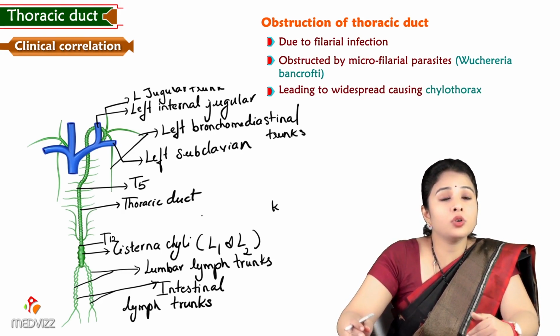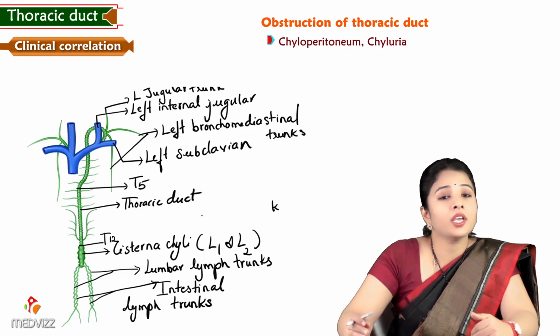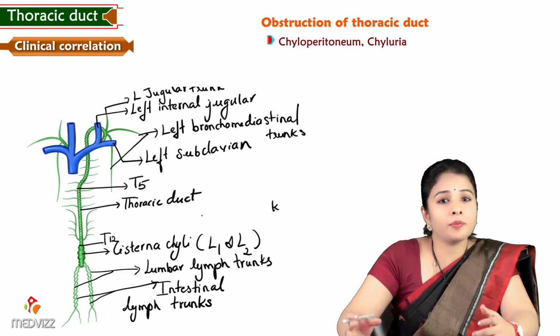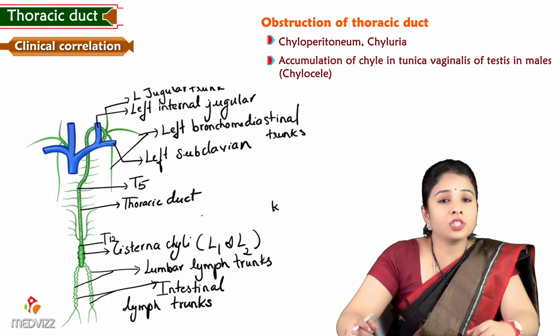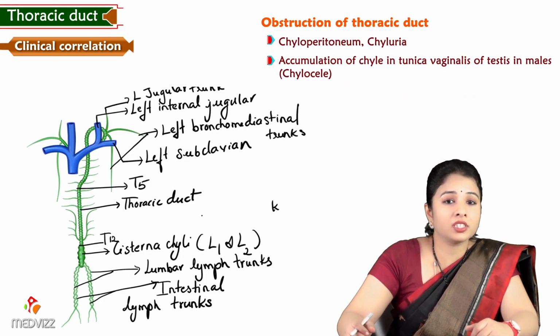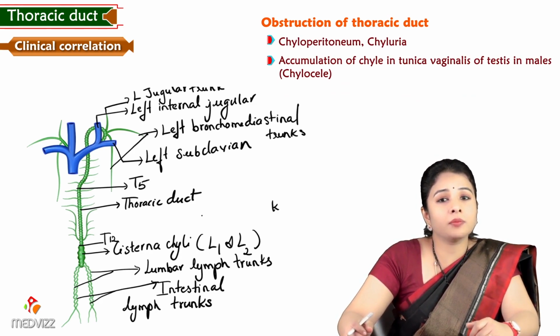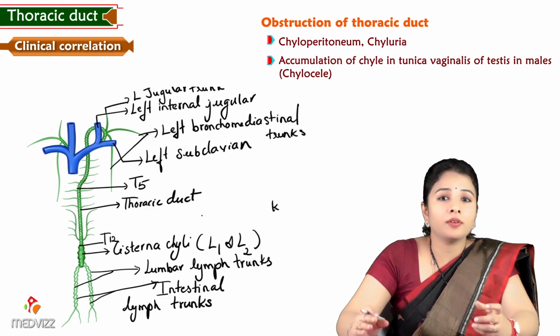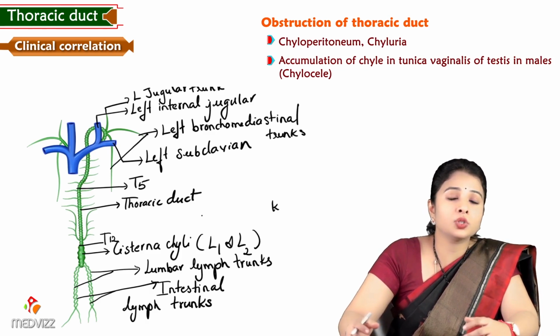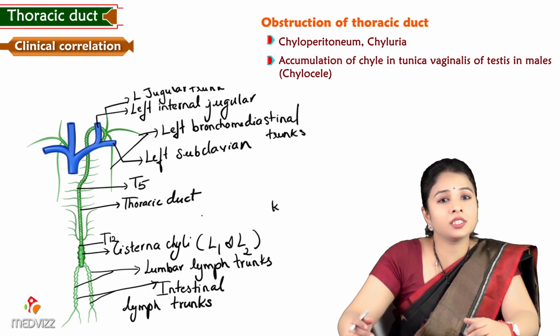Sometimes it may also lead to chyloperitoneum if the obstruction is present in the abdomen, chyluria, and even the accumulation of chyle in the tunica vaginalis of testis in males, which is called chylocele. So these are the various conditions which are due to the obstruction of the thoracic duct.